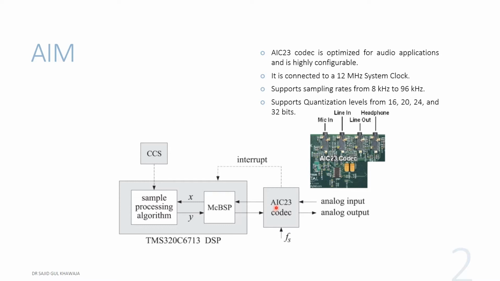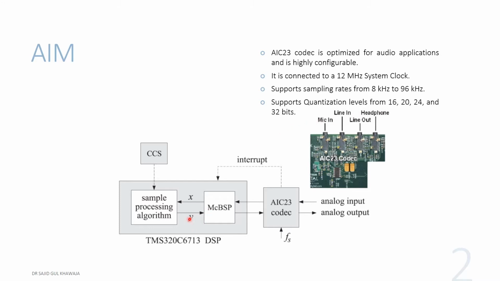This codec is highly configurable and is optimized for audio processing applications. This codec is connected to a 12 MHz system clock. Furthermore, it is a highly configurable and tunable codec. That means that there are a number of tunable factors such as the sampling rate, which can be chosen from 8 kHz to 96 kHz. Similarly, it supports various quantization levels from 16 bits to 32 bits.